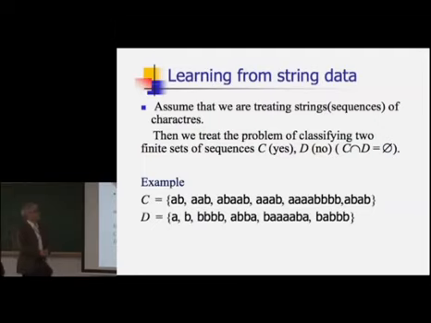Then our problem is just like this. Please assume that we are treating strings, or sequences of characters. And then we treat the problem of classifying two finite sets of sequences, C and D. The setting is quite the same, but the only difference is that the data is not numerical vectors, but strings of characters. For example, the set C consists of AB, AAB, and so on. And the set D consists of A, B, BBB, ABBA, and so on. Okay? Then, how do we classify these two sets?